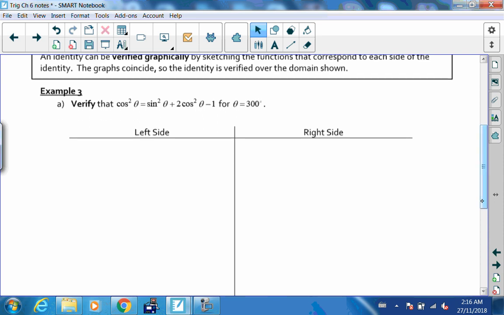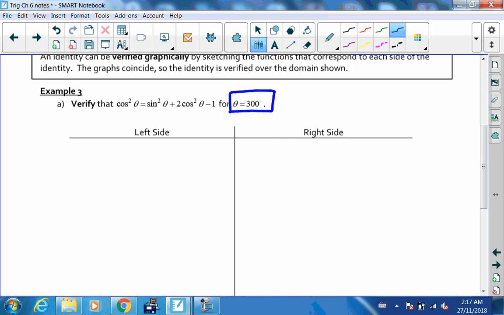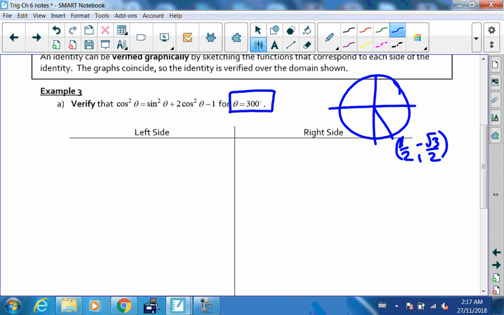Okay, so here we go. Here we get cosine squared theta equals sine squared theta plus 2 cos squared theta minus 1. All right, so we're going to show that this is true using a value of theta equals 300. So we're going to use our unit circle heavily with all these verification things. So 300 is right there on my unit circle. My coordinates there are positive 1/2, comma, negative root 3 over 2. Right? So we're going to use those coordinates to know these values.